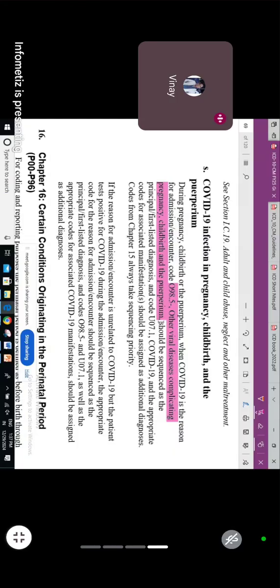So O98.5, which is other specified viral disease. Which virus? COVID virus. Second code, U07.1. And then you can follow the same COVID guideline. Okay, related symptoms, history of COVID with multiple organ dysfunction. Chapter 15 completed.